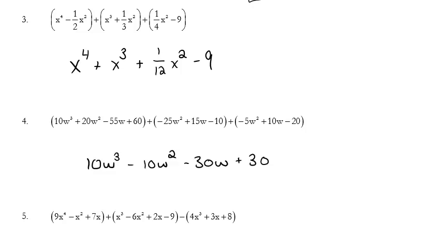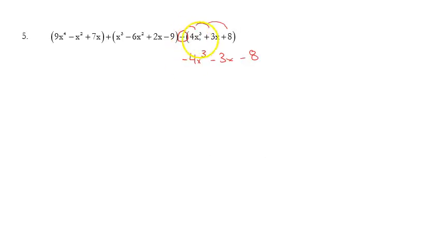Number 4 is just a straight up addition problem as well. Since it's just addition in between my 3 polynomials, combine all your like terms, you don't have to change any signs. For number 5, you have to change the signs for the 3rd polynomial because that's the subtraction one, but not for the 1st or the 2nd.